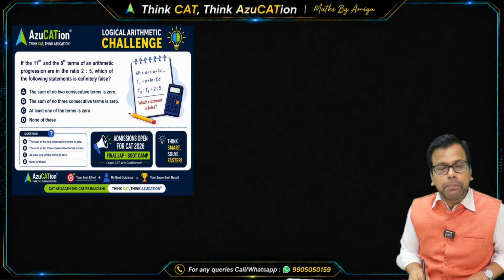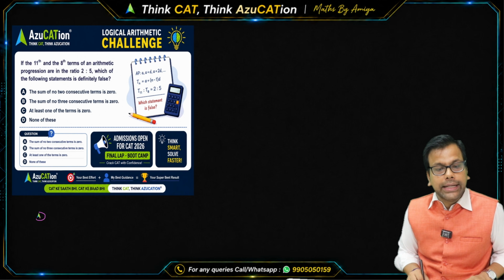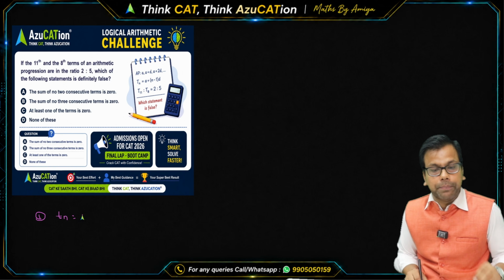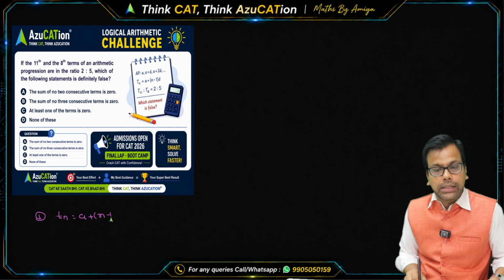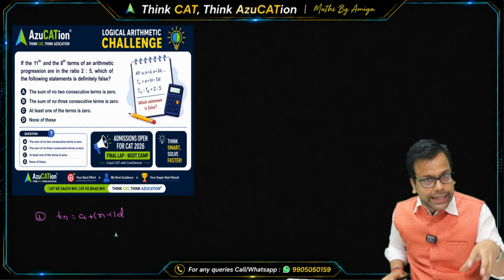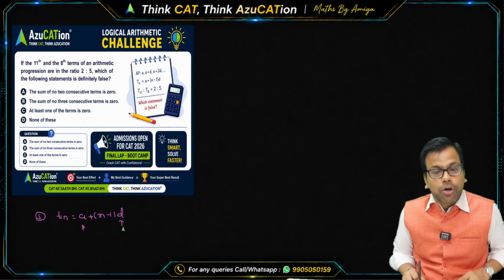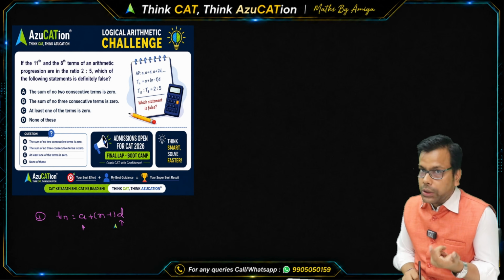It has a very simple concept. The concept is the Tn value. The Tn, that is the nth term of any AP, is termed as a plus (n minus 1)d. By the help of this, we can find any of the terms. The first term is a, the common difference is d, and n is the term number.